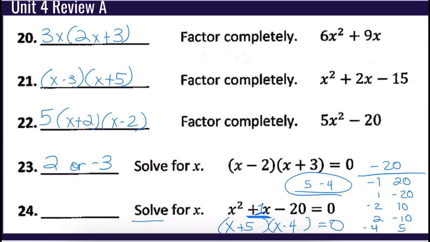Then we're going to do our 0 guarantee. X plus 5 equals 0 or x minus 4 equals 0. That means x would be negative 5 or x would be positive 4. So I can write it negative 5 or 4, or I can write it as a number set.